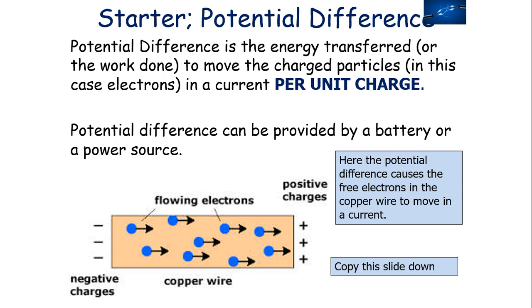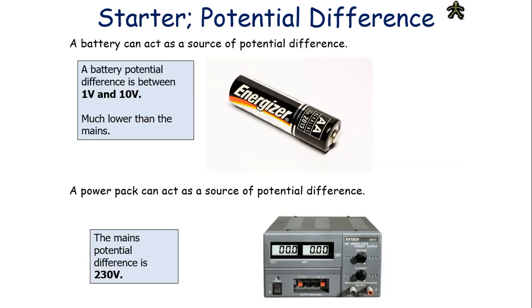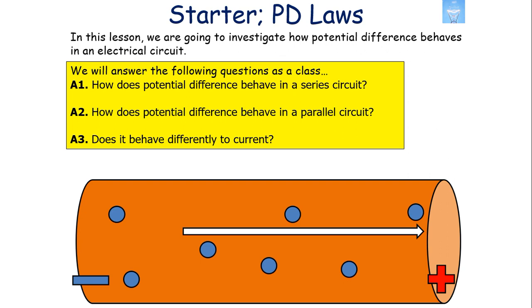Now the potential difference is provided by either the battery or the power source in the particular circuit. A battery can act as a source of potential difference, and they're normally between 1 volt and 10 volts. A battery's potential difference is normally a lot lower than the mains. A power pack can also act as a source of potential difference, and if you're looking at the mains, the potential difference is 230 volts. So we're going to look at the following ideas. How does potential difference behave in a series circuit?